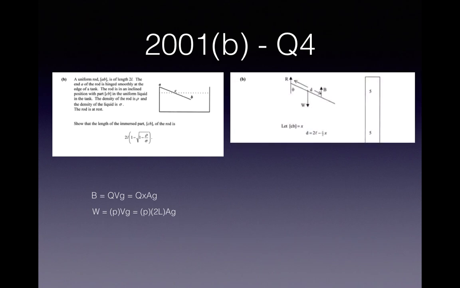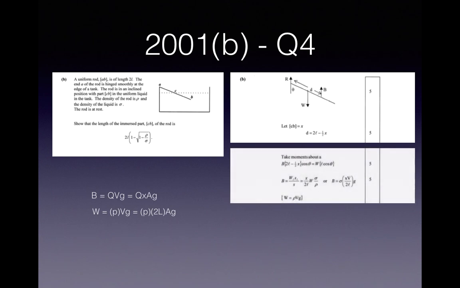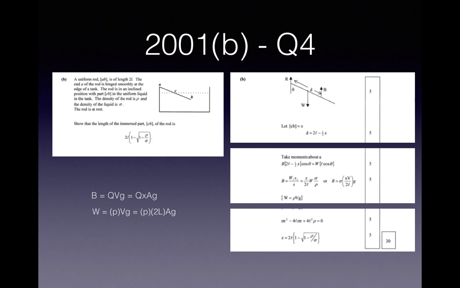Take the moments about A, sub in your values, rearrange it, and you get a quadratic with phi x squared minus 4L phi x plus 4L squared rho equals 0. Fill those into your quadratic formula, and remember you're using the minus in front of the square root, and that ensures that the x value is less than the total length of the rod.